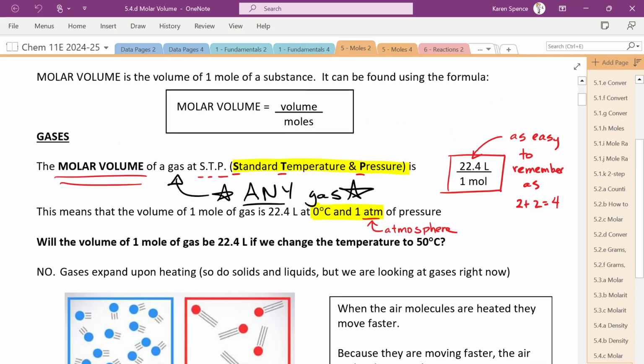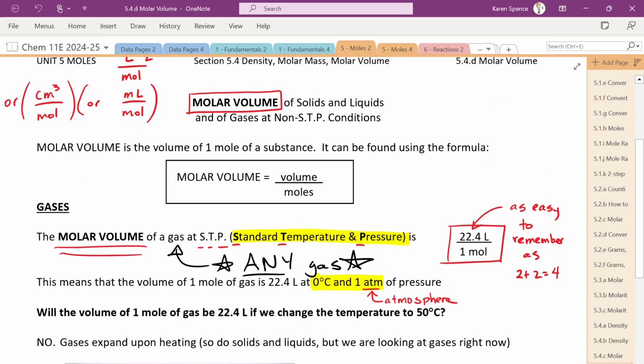Now, what is the molar volume of any gas at STP? 22.4 liters per mole. So if I asked you, what is the volume of 1 mole of propane gas? 22.4 liters per mole. What is the volume of argon gas at STP? 1 mole. 22.4 liters per mole.